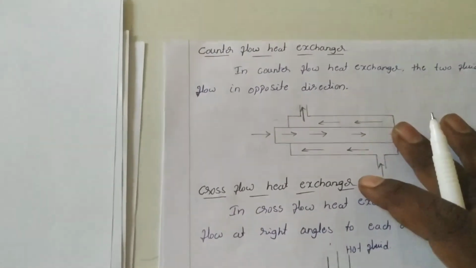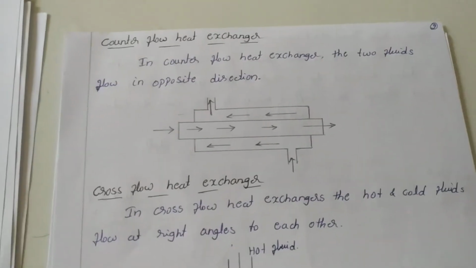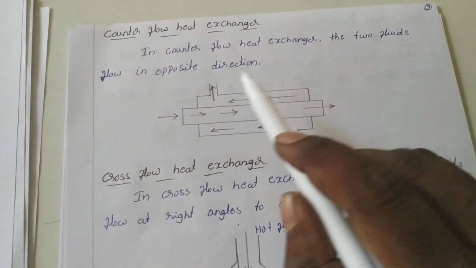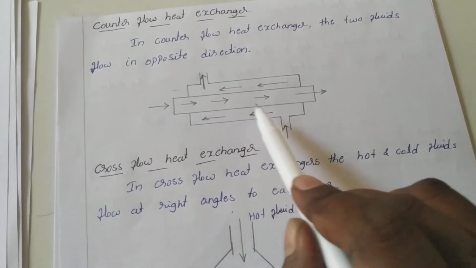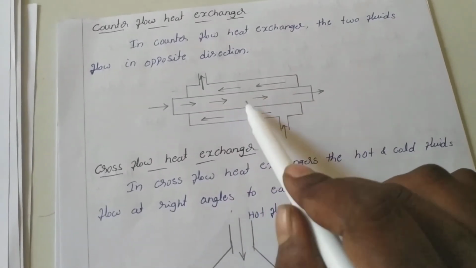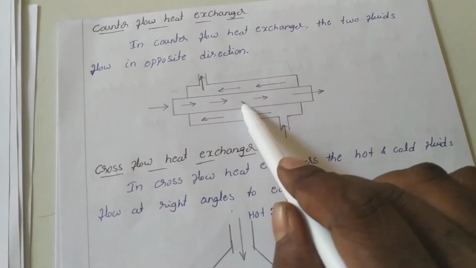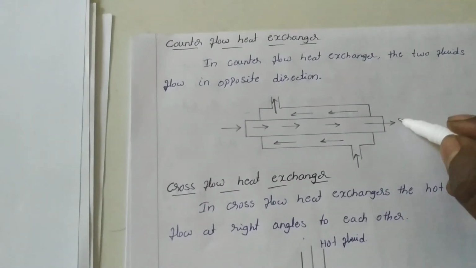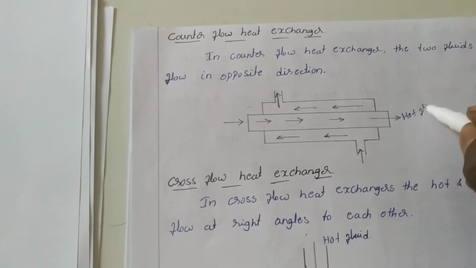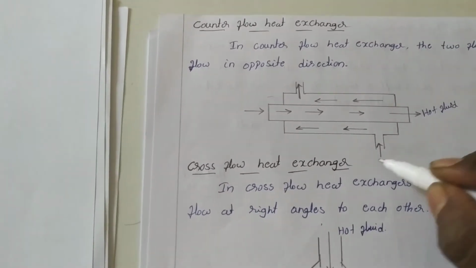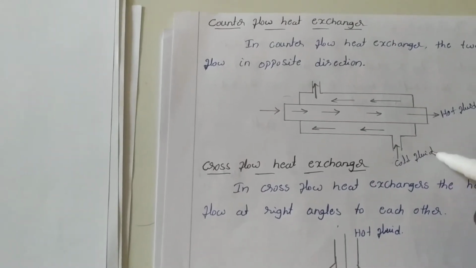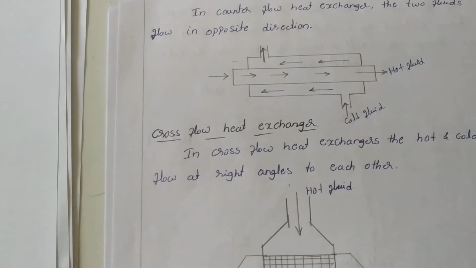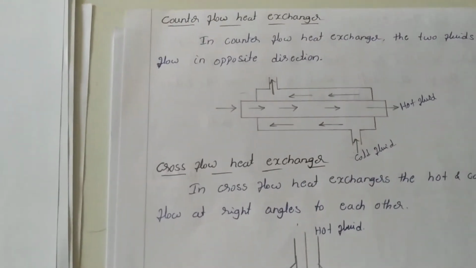The next one we have to discuss is called the counterflow heat exchanger. In a counterflow heat exchanger, look at it, the two fluids flow in opposite directions. Observe that the two fluids flow in opposite directions. So this is the cold fluid and this is the hot fluid, or let us consider this is the hot fluid and this is the cold fluid. Hot and cold fluid flow in opposite directions, called a counterflow heat exchanger.